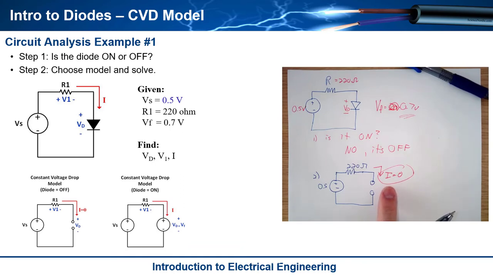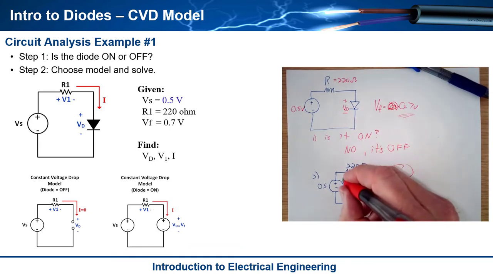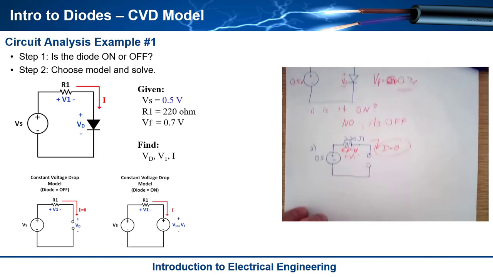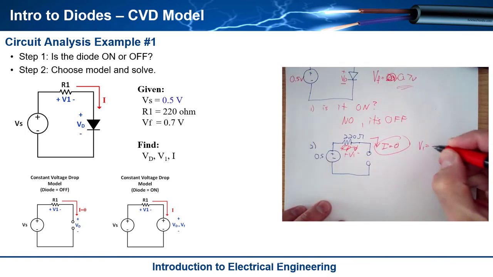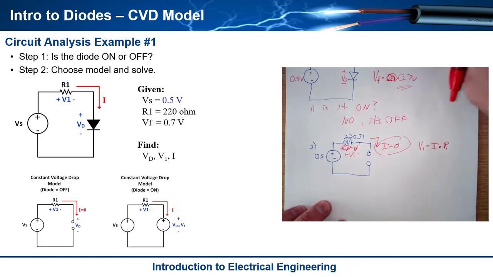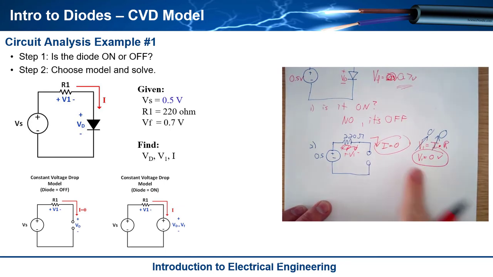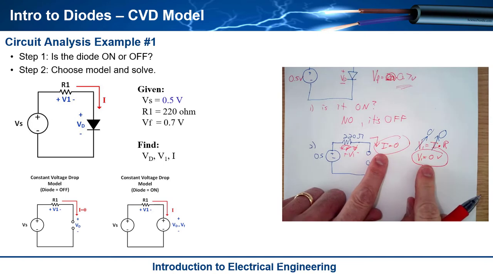Now let's try to solve for some of the other things we care about. How about V1? What is the voltage across a resistor? Voltage across a resistor is governed by Ohm's law, so it's I multiplied by R. But we already know that since the diode is an open circuit, I is equal to 0. That means V1 is equal to 0. If there's no current through a resistor, there cannot be a voltage across it. So I've now solved for the other two: I is equal to 0 and V1 is equal to 0.